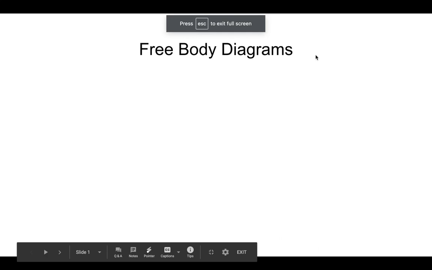Okay, so today we're going to talk about free body diagrams. Now, free body diagrams are really important in physics. This is how we show forces and how we can actually calculate things with Newton's second law, which we're going to talk about next week.